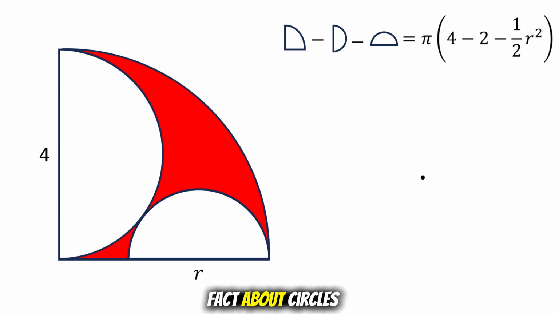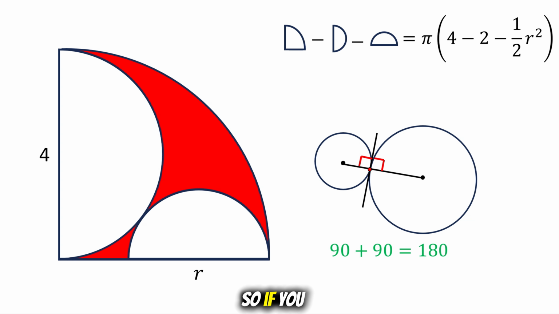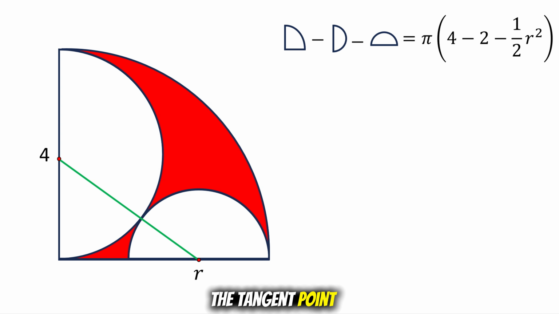Here's a key fact about circles. When two circles are tangent, the line connecting their centers always goes through the tangent point. That's because the radius to the tangent point is perpendicular to the tangent line in both circles. So if you connect the centers, the tangent point must lie on that same line.